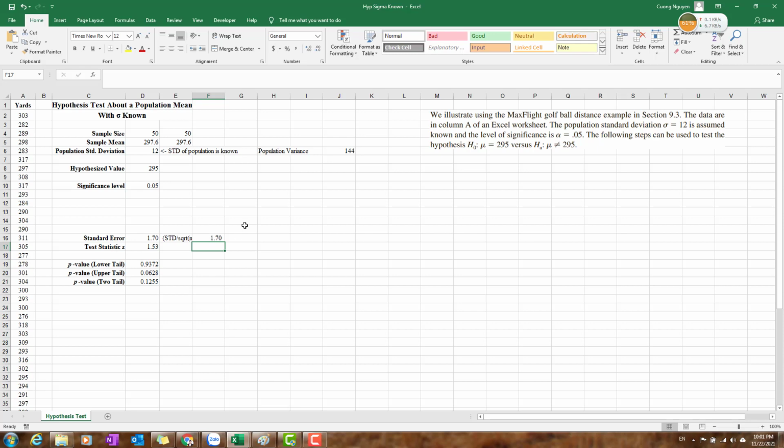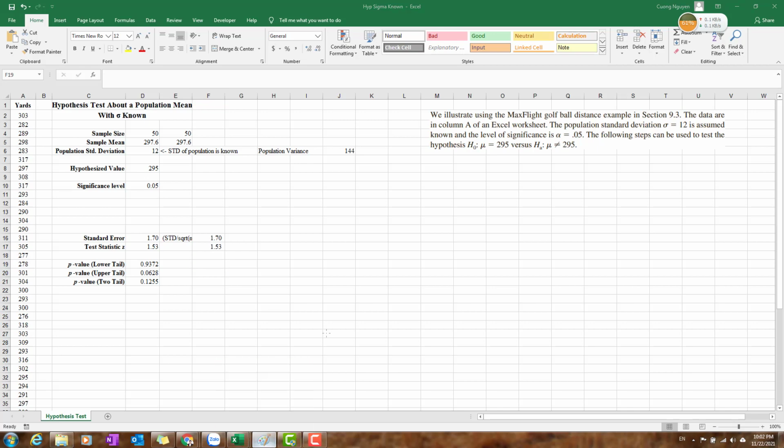Test statistic of z, or z star. How are we going to do it? Remember the z star is the difference between the sample mean and the hypothesized value, divided by the standard error. Remember this formula, and you get the number 1.53.